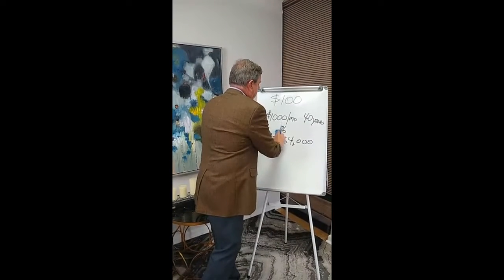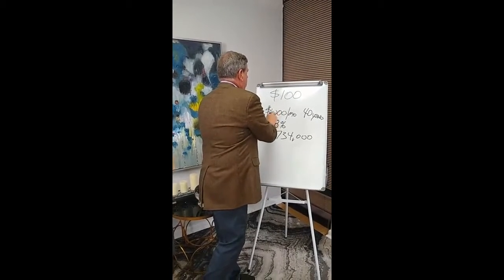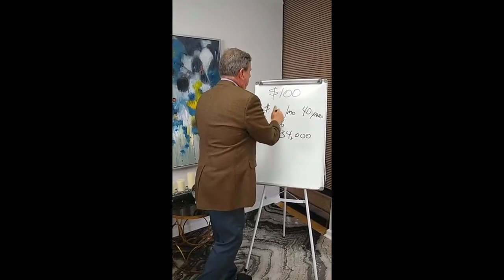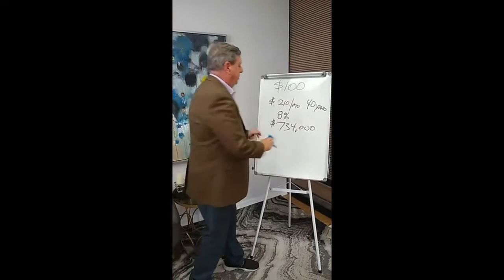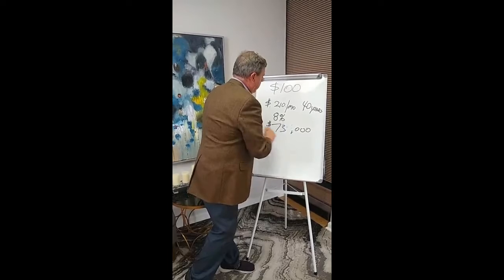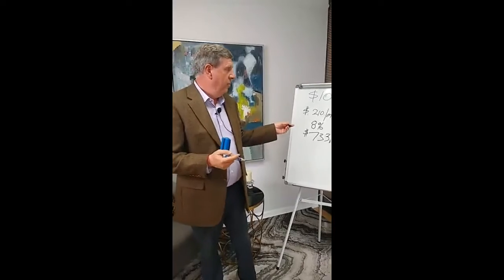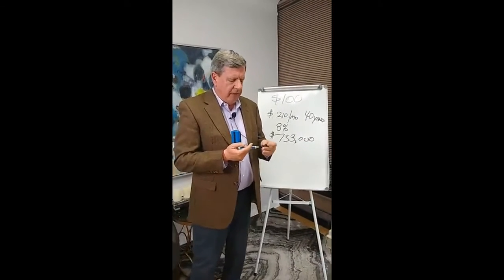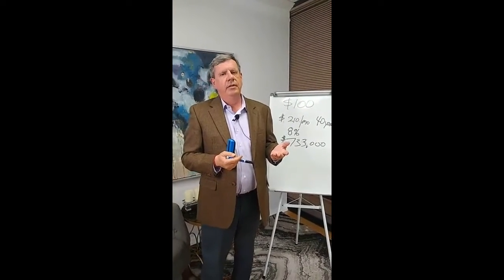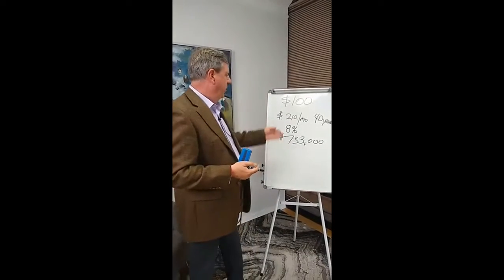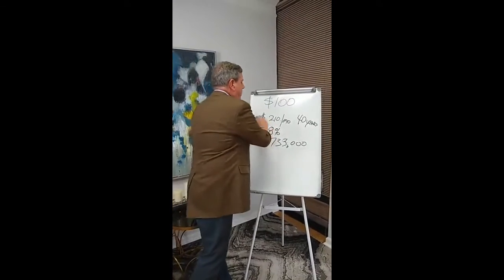What if we could increase the interest rate to 8% and decrease the amount to $210 a month? Well, at the end of the period, we'd have $733,000. Almost as much as putting away the $1,000. And by the way, that $1,000 a month for 40 years is $480,000 of your own money. And at the end, you had the $734,000. Here, with a higher rate of return of 8%, we end up at $733,000, but only putting away $210 a month.